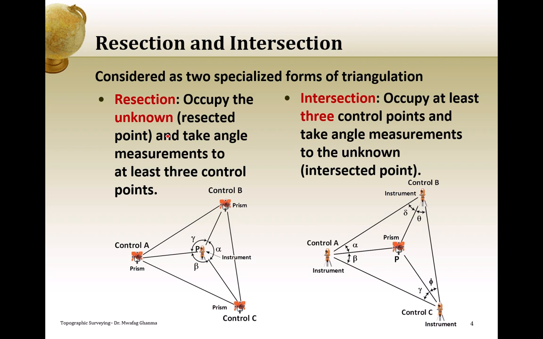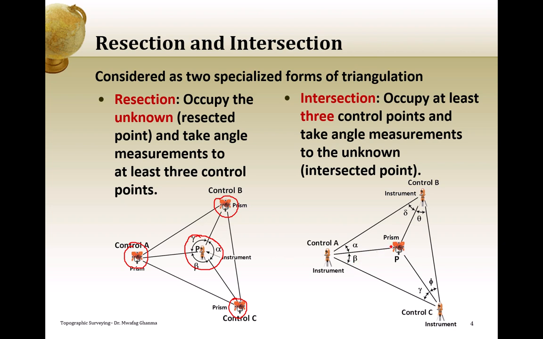So in the resection, we have the instrument where we will be doing angle measurements. The instrument is set up on the unknown point, so it is accessible and we can occupy it with the instrument. While the control points are not accessible for the instrument, we will be doing the measurements from the unknown point only. What are the measurements? It is the angles.